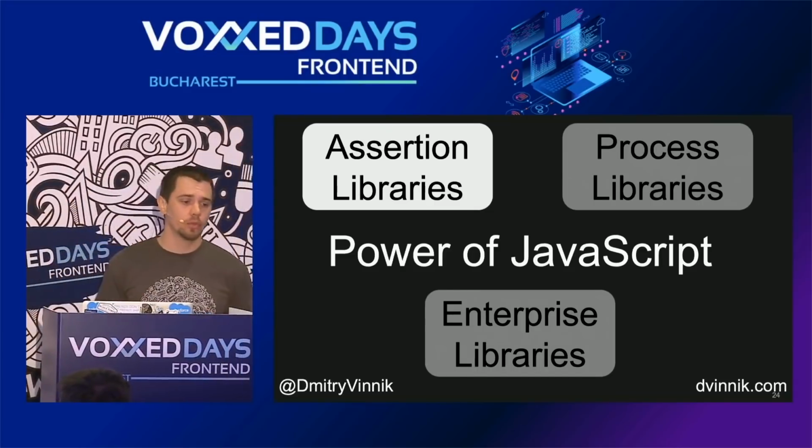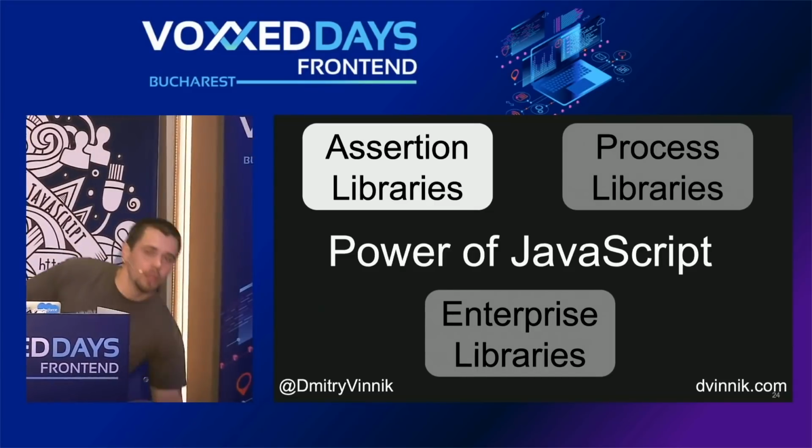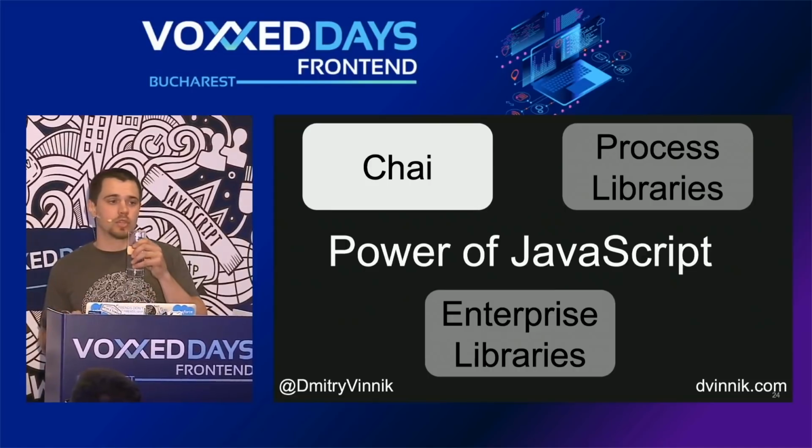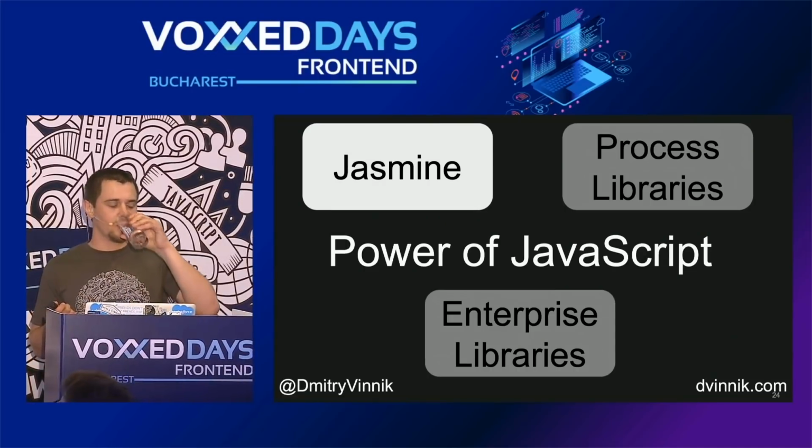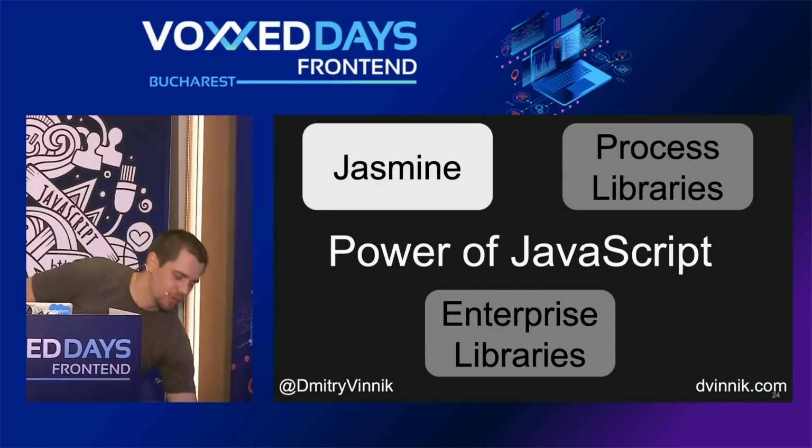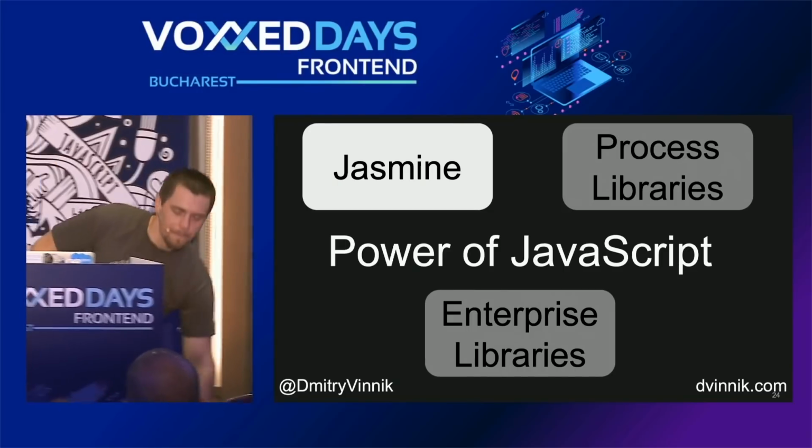Let me give you an example of assertion libraries. There are so many of them, but some of the most common ones are Chai and Jasmine. I always like those names. They really remind me of drinking a lot.